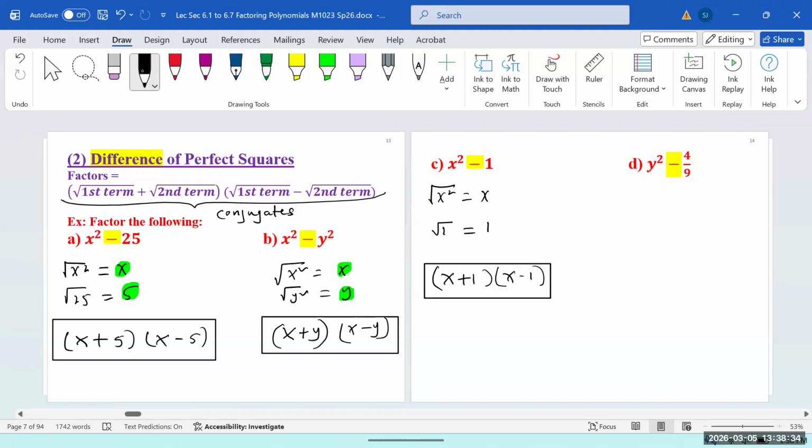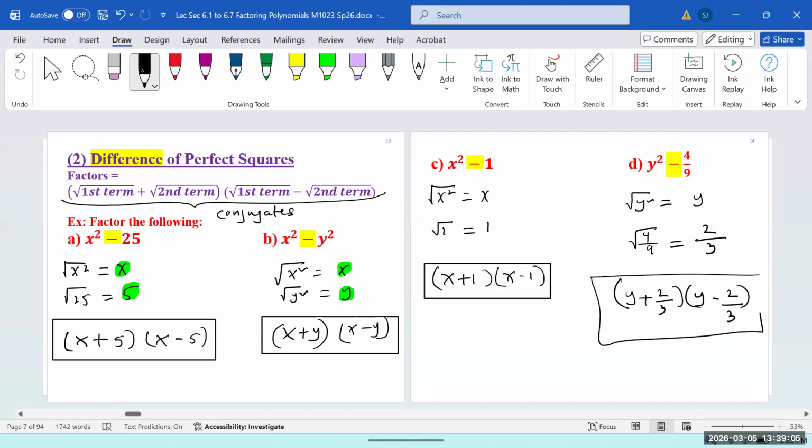Ramonsa, how would you like to try D? What is the square root of y squared? Y. And what is the square root of 4 over 9? 2 and 3. So what are the two factors you have? y plus 2 over 3, y minus 2 over 3. See, fractions look bad, but how simple things are. Take the square root visibly instead of mentally.